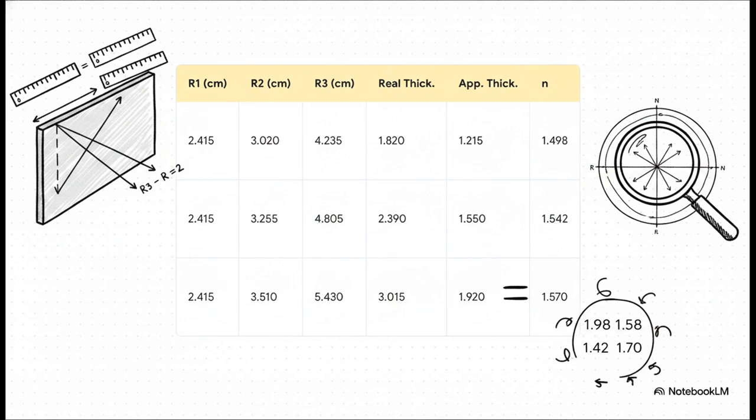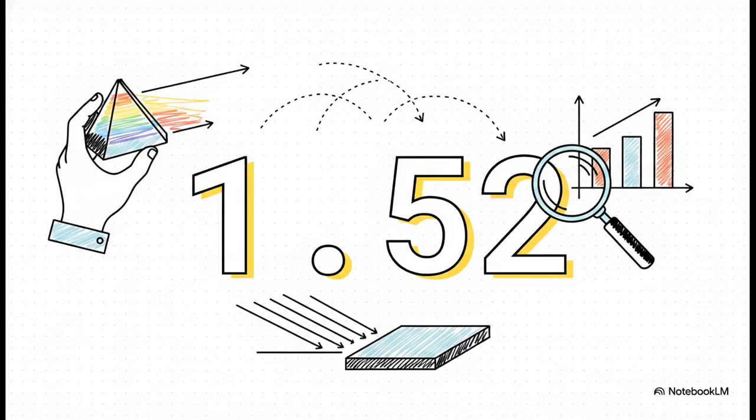And what's really amazing is, even though the other slabs have different thicknesses, that final number for N stays incredibly close, just hovering right around that same value every time. So, to get our most accurate and final answer, we just take the average of all our results. And in this case, the mean refractive index works out to be 1.52. That's it. That is a fundamental characteristic value for this type of glass. We've actually measured an intrinsic property of the material itself.